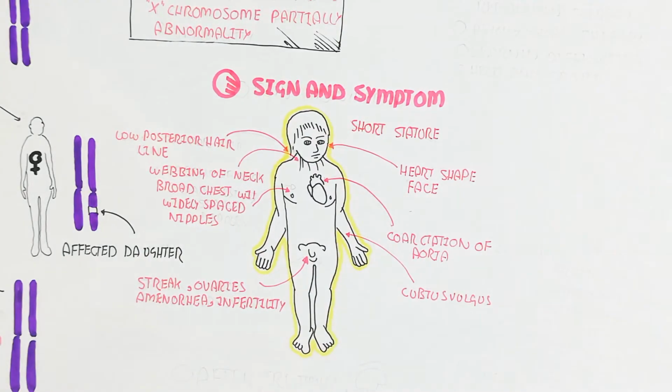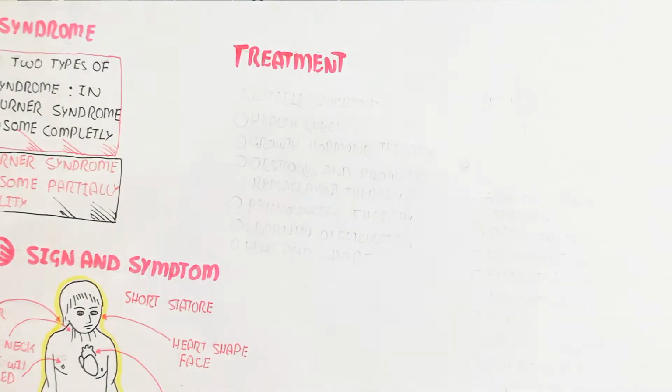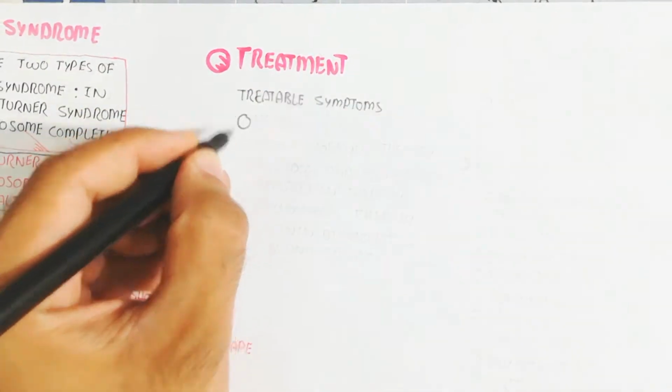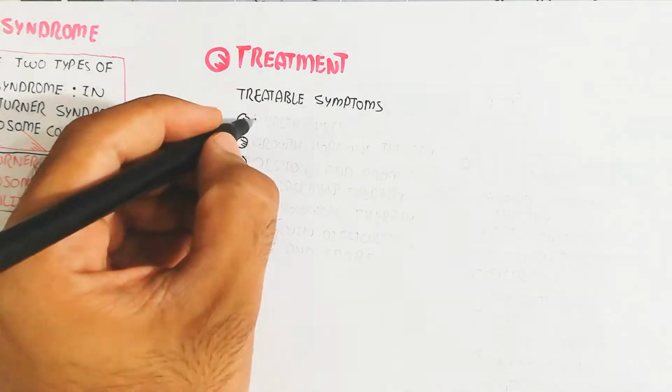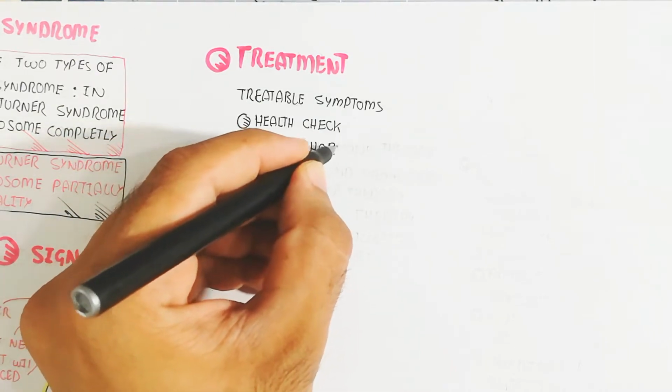Coarctation of aorta, heart shaped face and short stature. That is basically the type of sign and symptom. So let's begin to understand the treatment, the treatable symptom. What is the treatable symptom? A symptom that is contained in Turner syndrome.